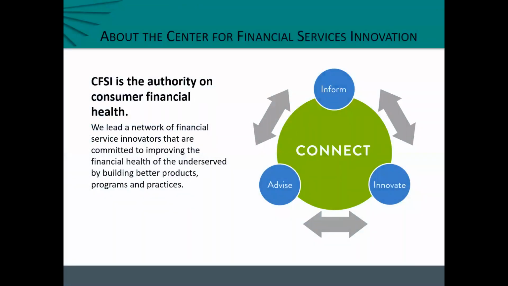For those of you who are unfamiliar with the Center for Financial Services Innovation, a quick intro. We are the authority on consumer financial health here in the United States and lead a network of financial services innovators that are committed to improving consumer financial health. We do that in three distinct ways outside of leading our network. We conduct deep consumer research, so we really have an understanding of the behaviors and preferences and financial lives of the consumers that are most vulnerable and those that are struggling.